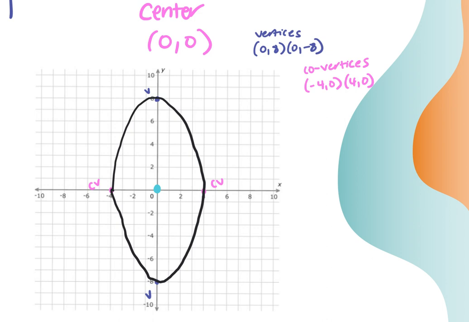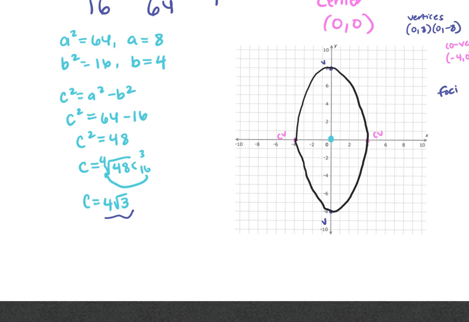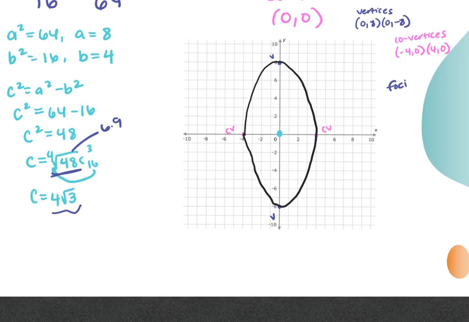And then the foci, we go up and down C. Since C is 4 square root 3, this is not a whole number. We got to approximate it. And for that, we would go back to the square root of 48, which is a little bit less than the square root of 49, which means this is going to be a little bit less than 7, right? So this could be like 6.9. Doesn't have to be perfect. But when we graph it, we want to approximate where that would be. Those would be your foci.